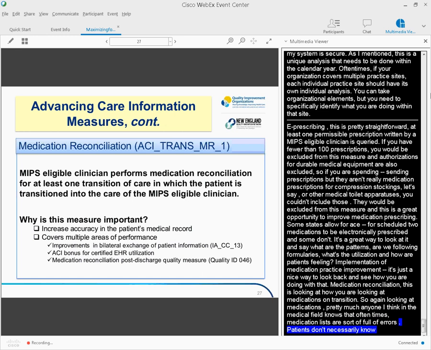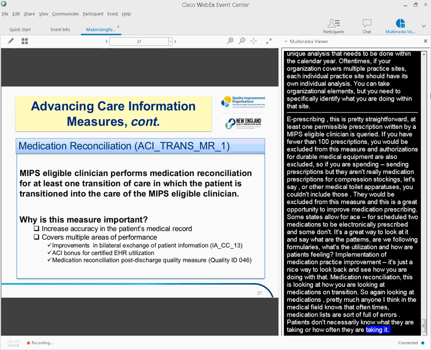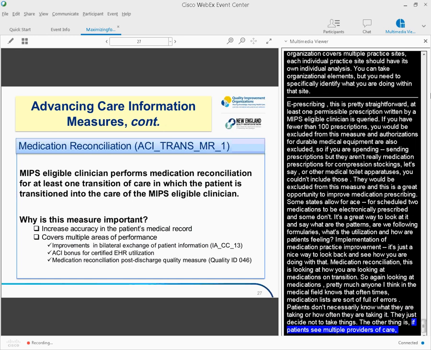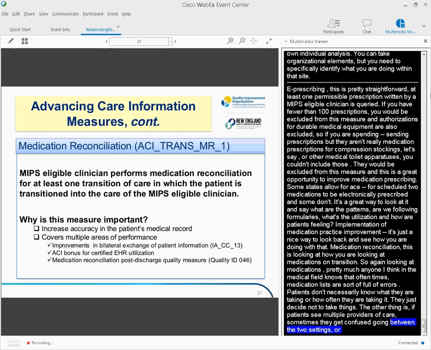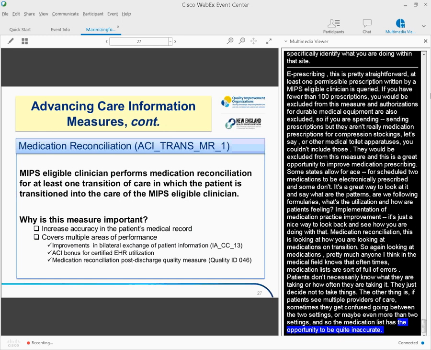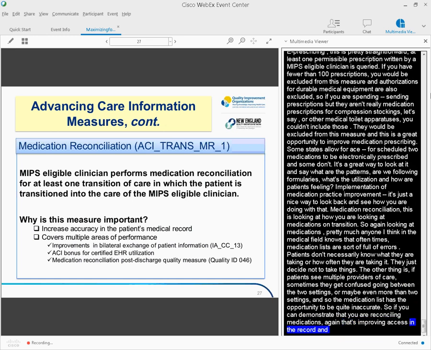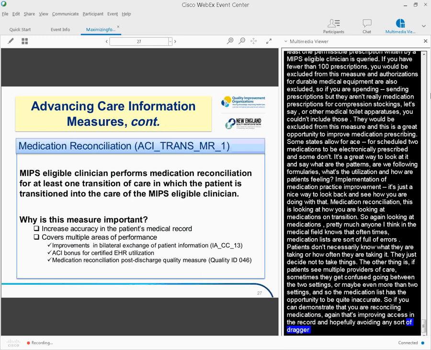The other thing is if patients see multiple providers of care, sometimes they get confused going between the two settings or maybe even more than two settings. And so the medication list has the opportunity to be quite inaccurate. So if you can demonstrate that you're reconciling medications, again, that's improving accuracy in the patient's medical records, hopefully avoiding any sort of adverse drug events if maybe something didn't get documented and then it caused a drug event down the road. So just, again, improving the quality of the patient's records.